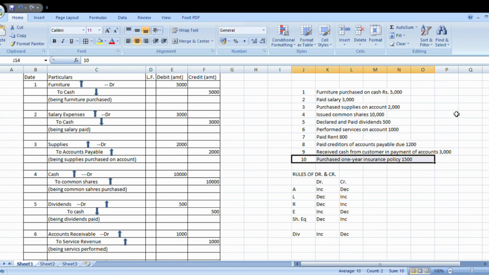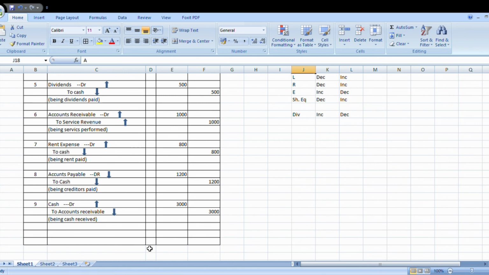Next is purchased 1 year insurance policy. In this case, your cash is reduced because you've purchased, and 1 year insurance policy is something that you've got. So this is basically prepaid insurance. You have paid for 1 year insurance in advance. It is called prepaid insurance, and prepaid insurance is your asset. Any future expense that you're paying today or that has already been paid is your asset, because you are no more liable to pay it in future.